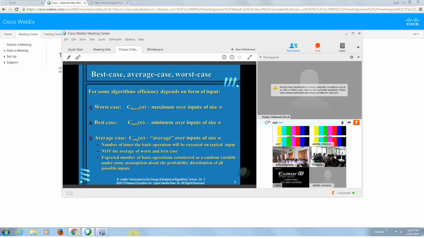Averages, of course, we know how to calculate averages, right? But remember, it's not the average of the worst and best case. There are some ways of coming up with the averages. The way you come up with averages is you use random variables and probability theory. If you know the probability distribution of the inputs, then you would be able to calculate the average case. Now, let me ask you, if you remember basic probability.